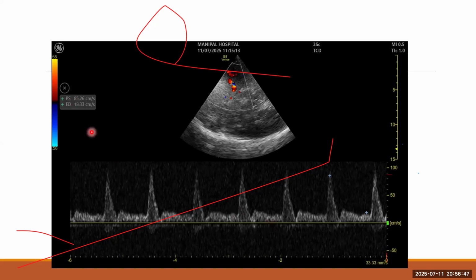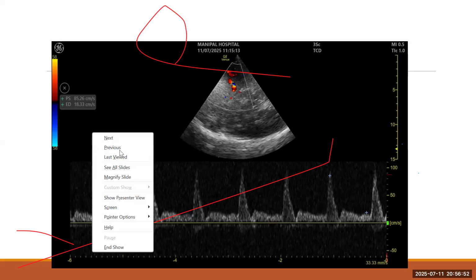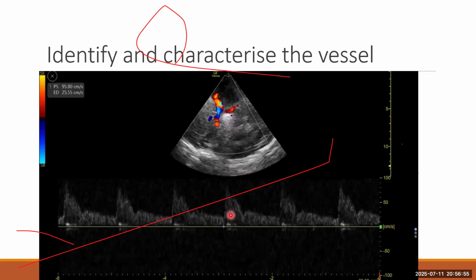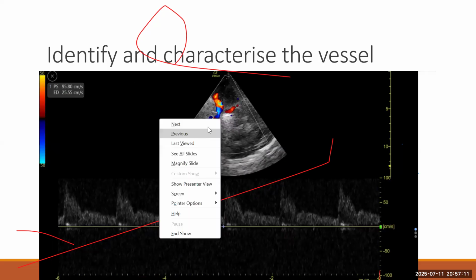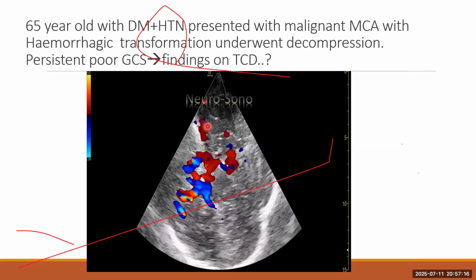This definitely confirms raised ICP. Whereas in the previous image, there is definitely high PI, but the end diastolic velocity is still about 25, I mean, about 20. So as per the Brussels consensus, it doesn't qualify as raised ICP. To qualify as raised ICP, we need to have both elevated PI along with low end diastolic velocity. A 65-year-old diabetic hypertensive presented with malignant MCA infarct with hemorrhagic transformation, underwent decompression, persistent poor GCS.